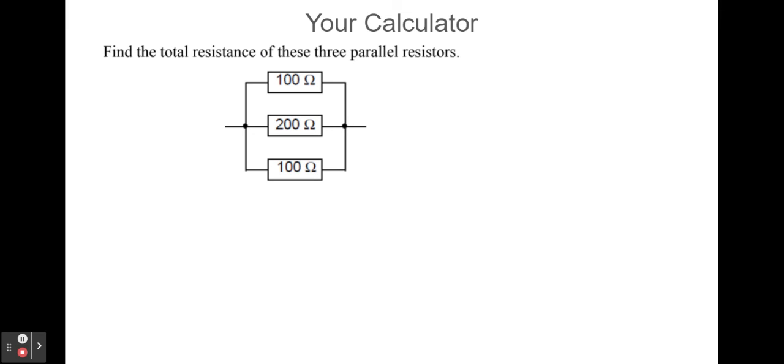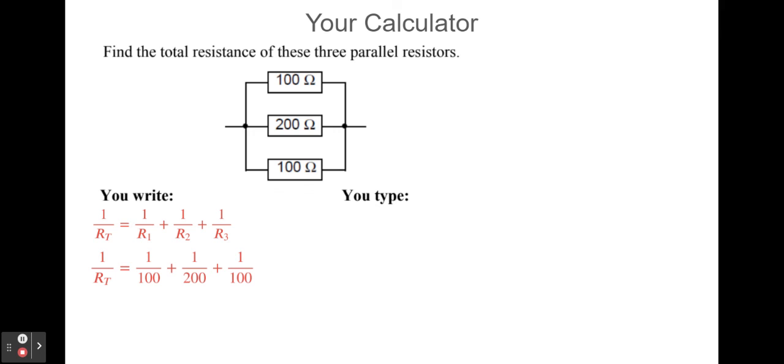Now, here's how we're going to work it out. We've got a 100, a 200 and a 100 ohm resistor connected in parallel. So, if we're asked this question, like we would usually do with any calculation, we're going to write down the formula first. So 3 resistors in parallel: 1 divided by the total resistance is equal to 1 divided by R1 plus 1 divided by R2 plus 1 divided by R3. I then put the numbers into the formula. 1 divided by RT equals 1 divided by 100 plus 1 divided by 200 plus 1 divided by 100.